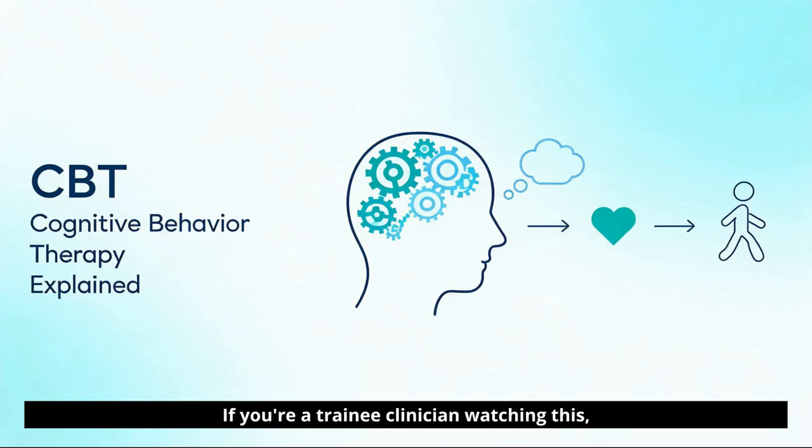If you're a trainee clinician watching this, consider choosing one client this week with whom you'll intentionally practice a thought record, and another with whom you'll try a small, values-based behavioral activation task. Before your next session, ask yourself, what prediction are we testing? How will we know if this technique is helping? Then, after the session, reflect briefly on what worked and what felt clunky. That's where your growth edge is.